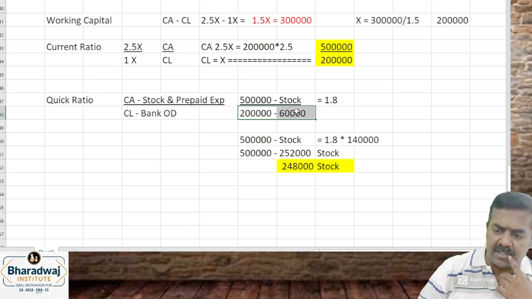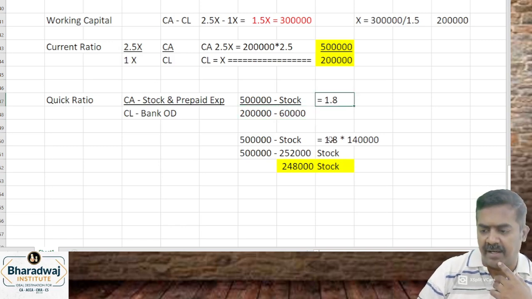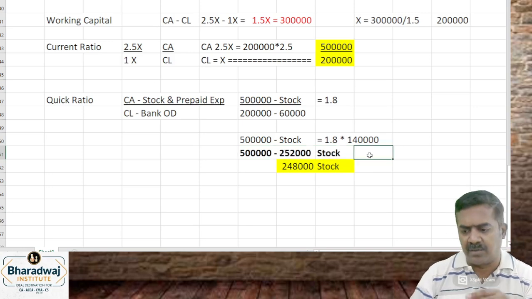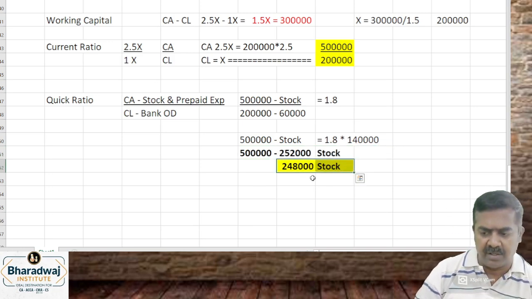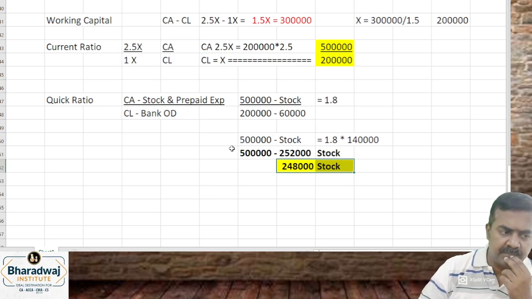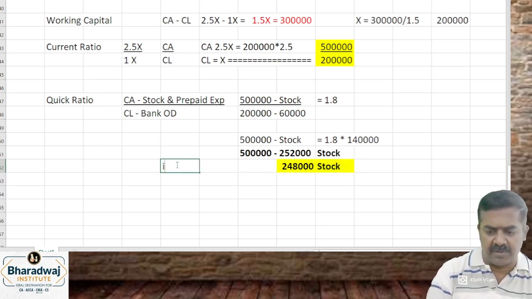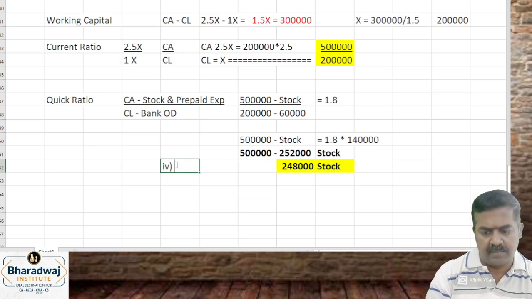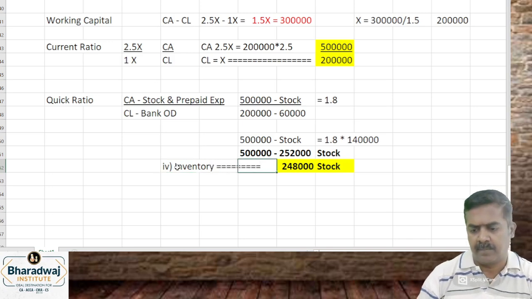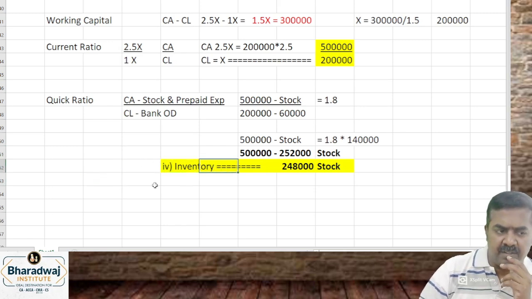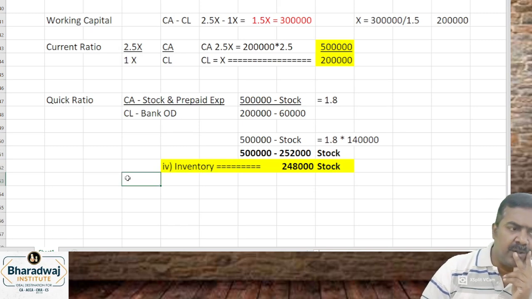2 lakh minus 60,000 is 1 lakh 40,000. 1.8 into 1 lakh 40,000. So stock value will be 5 lakh minus 2 lakh 52,000, which is 2 lakh 48,000. We got the stock value. This is the answer for the fourth subdivision. Correct? Then, how to proceed further?